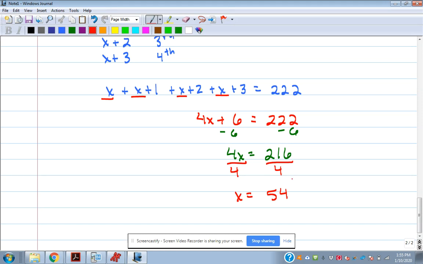So it says find the integers. That means I've got to list all 4 of them. If the first one's 54, that's the next one, 55, 56, and 57. And sometimes they'll throw a wrinkle in it and say find the third integer. They don't want all the answers, they just want the third one. With the ACT they're kind of tricky like that. And guess what? The first one, the second one, and the fourth one are all answers too. But it wants the third one, so you've got to be careful of that.